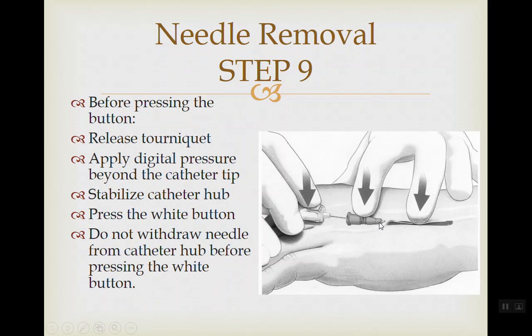Once you've advanced it all the way up, you're going to stabilize the catheter hub. You're going to press the retract button if it's that kind of system. The needles we're using tonight are not, but before you retract, what are you going to need to do? Because once you take this stylet out, once you take the needle out, what's going to happen? Blood's going to come gushing out of there, right? While this needle's in there, blood's not going to come out. As soon as you take that out, blood's going to come gushing out.